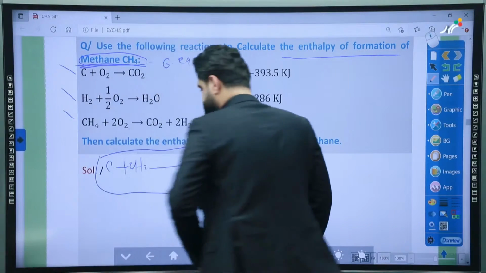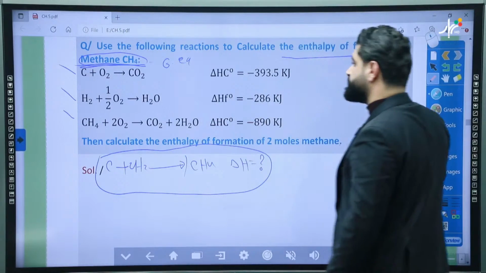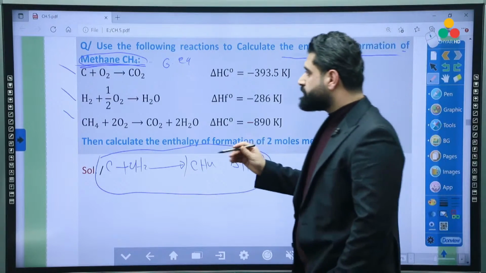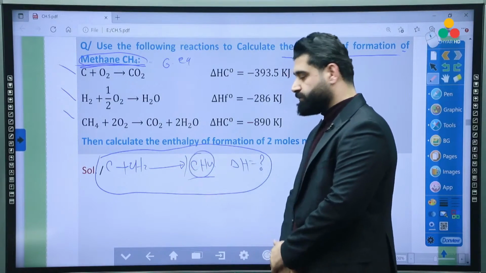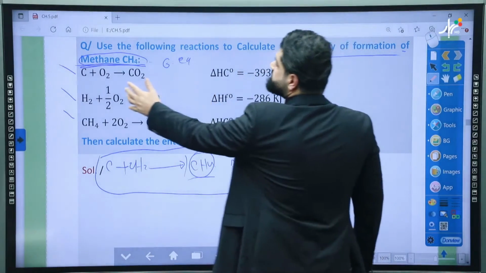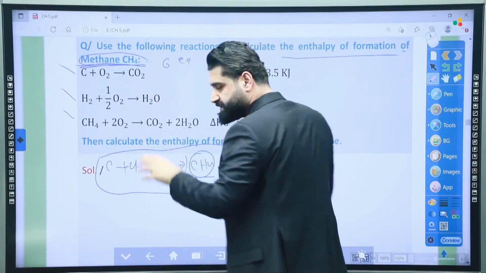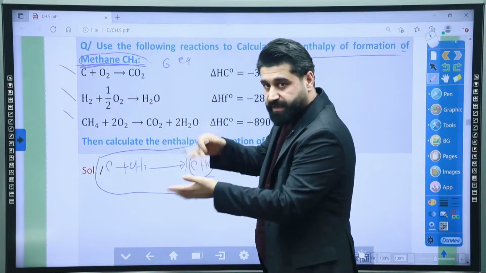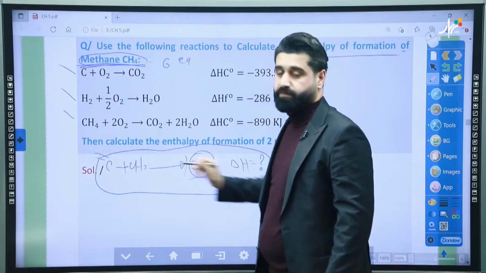I'll repeat again. First step, we need a general equation. We don't have a general equation, but because the unknown is formation of methane, we have to write the reaction of formation for methane. Then the given: we can see we have some reactions, right? We must arrange those reactions in such a way that if we add them together, they must end with this equation with the right coefficients.